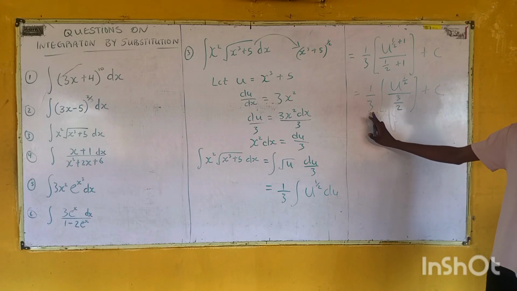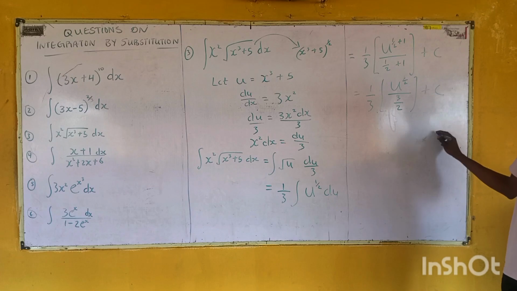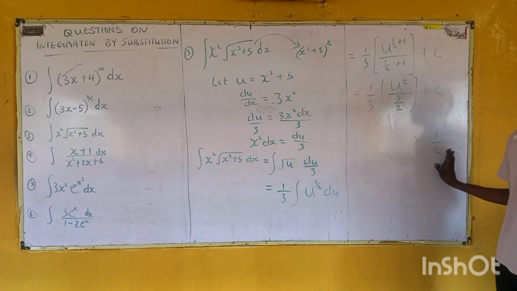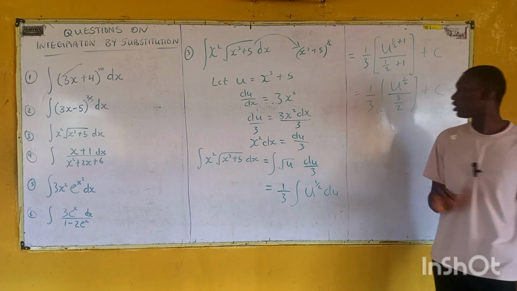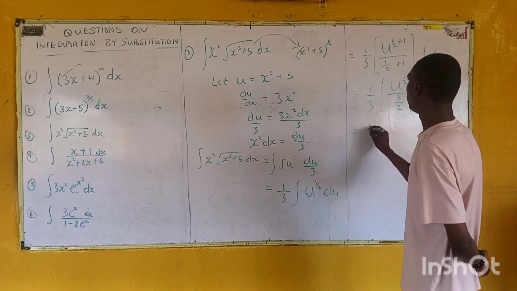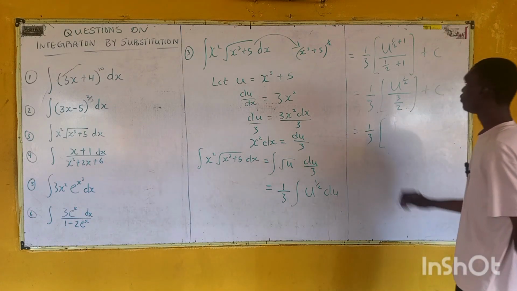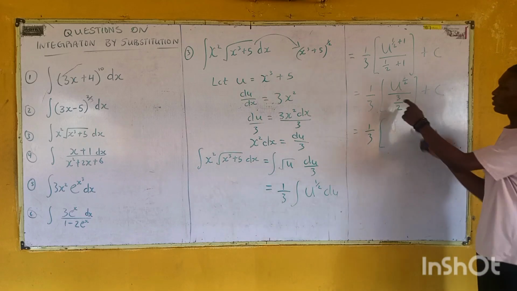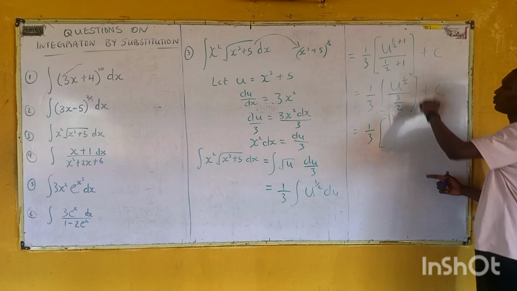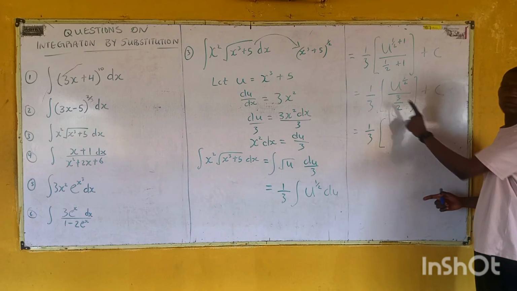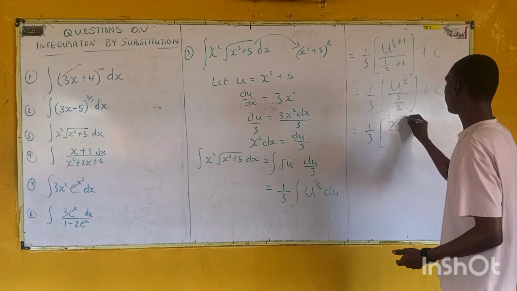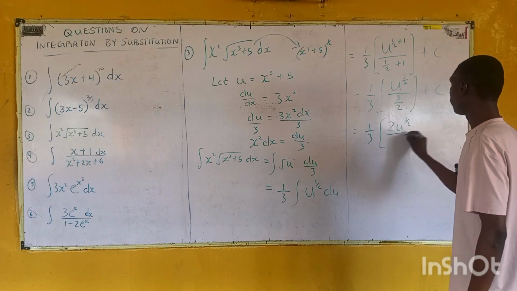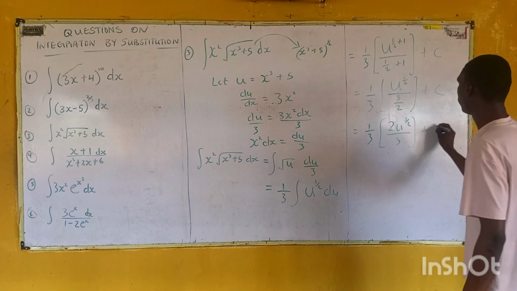But in this case, if we multiply 3 times 3 over 2, we are still going to have 9 over 2. So to save us from that stress, we can change this using our indices. This 3 over 2 now, the 2 will come up to the numerator, and the 3 will stay in the denominator. We are going to say 2u raised to power 3 over 2 over 3 plus c.